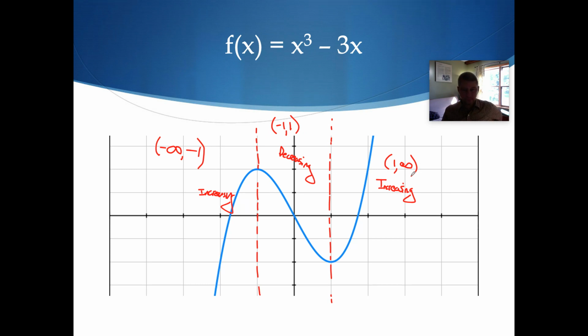Okay. All right. Three separate portions of the graph, and different things are happening in each of the three portions. All right, we're increasing from negative infinity to -1. We're decreasing from -1 to +1. And then we are increasing again from +1 to infinity.